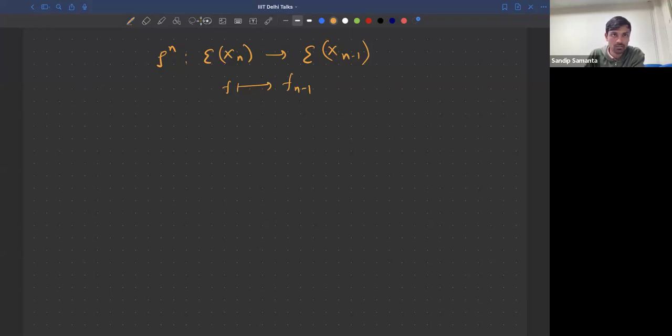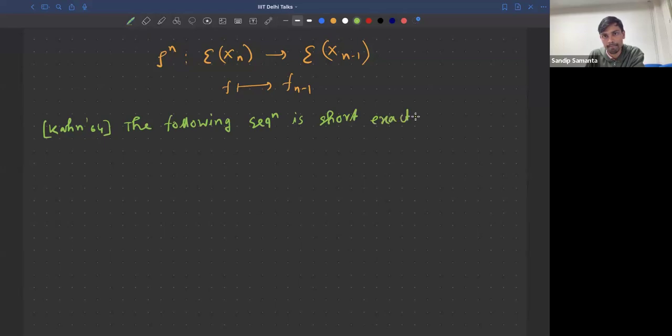And from here we have a theorem, again due to Kahn, from '64, that the following sequence is exact: the kernel of ρn into E(Xn) into the image of ρn.